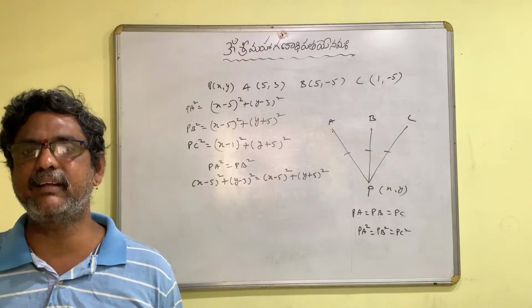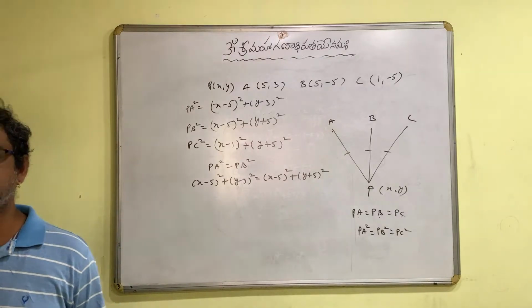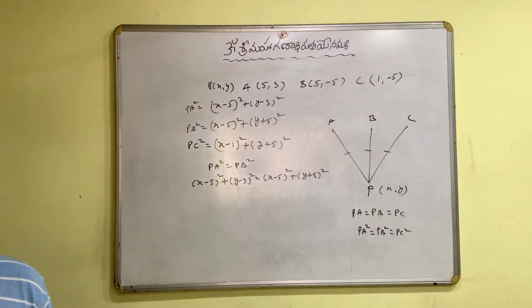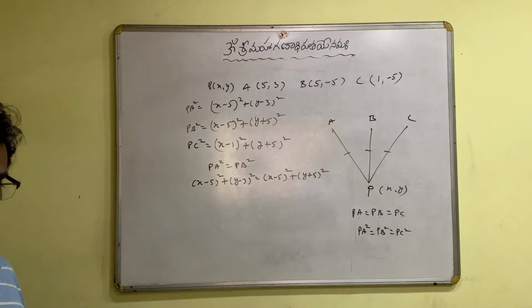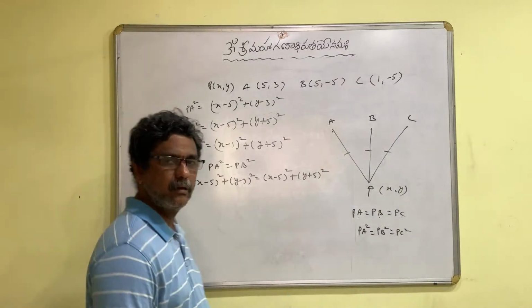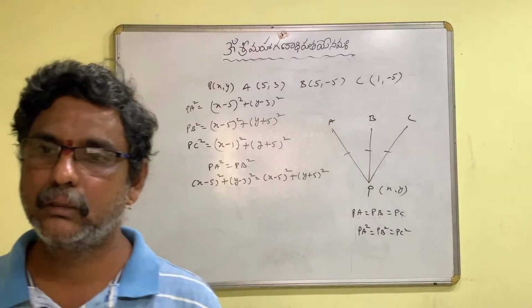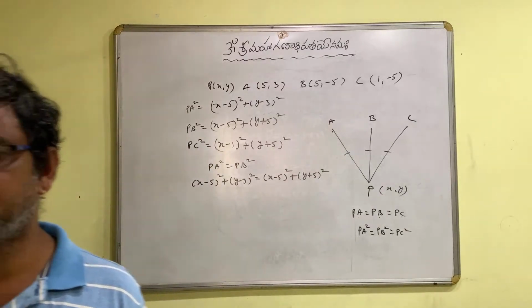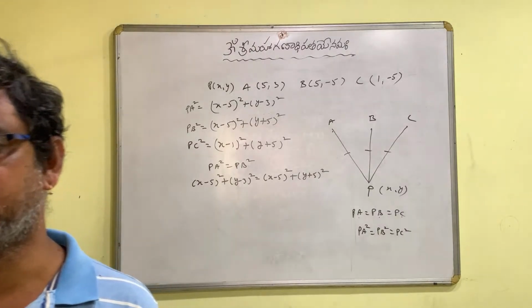Now simplification. Can anyone say how to do the simplification for this? Simplification, children. What is the simplification for this? No answers? Squaring on both sides, sir. Square root on both sides. Why? Yes, very good, Ritvik.